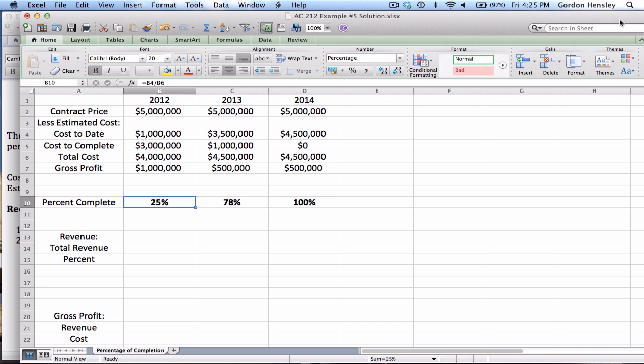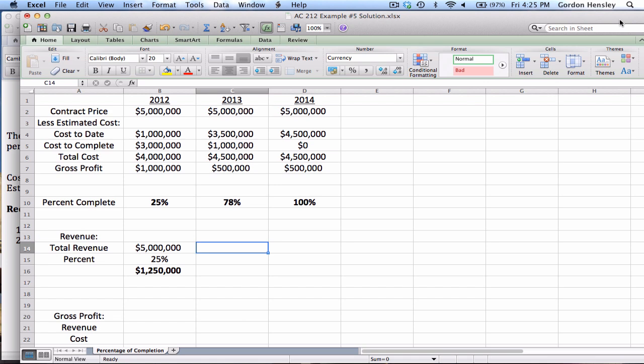So now I'm ready to move on to part 2, and I'm going to work on the revenue and the gross profit. So in year 1, what is my total revenue? Well, the total contracted price, $5 million. What's the percent? Well, at the end of that year, they were 25% complete. So what is 25% of 5 million? $1,250,000. So I can recognize in year 1, $1,250,000 of the revenue because I'm 25% of the way there.